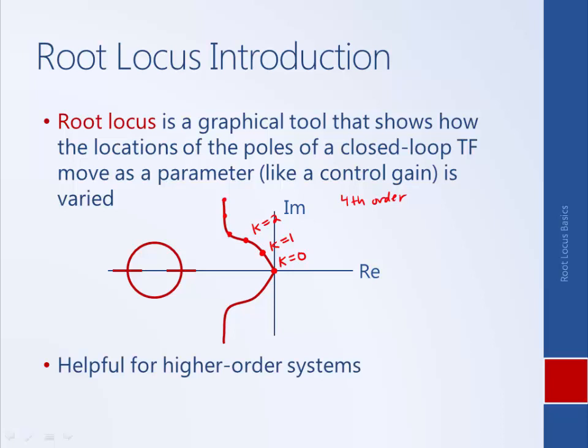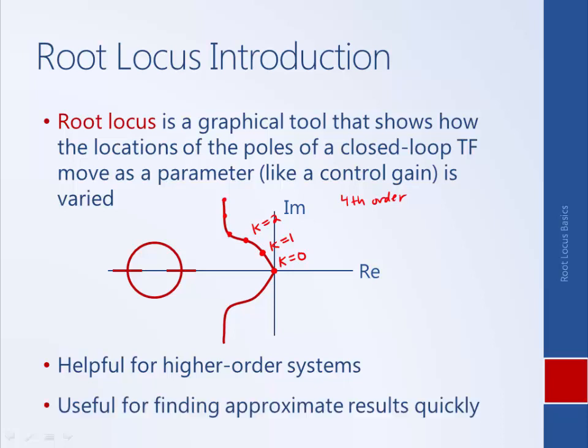And so this is very helpful for higher order systems because we don't have these precise algebraic relationships. And they're also very useful for finding approximate results quickly. So we don't have to do 2 pages of algebra to select a particular gain. We can draw a picture like this in 30 seconds. Maybe it's not exactly correct, but it gives us a rough idea of how qualitatively changing our parameter affects the location of the poles and in turn affects the transient response of our system.